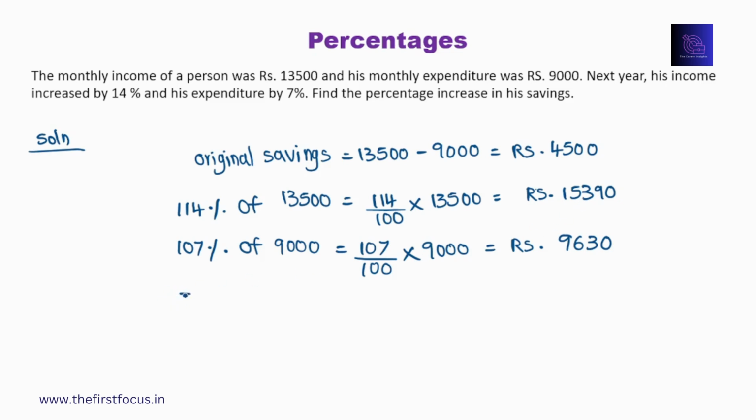Then what was his increased savings? We have to subtract the increased expenditure from the increased income. 15,390 minus 9,630, we get 5,760. Then what was his increase in savings from the original?